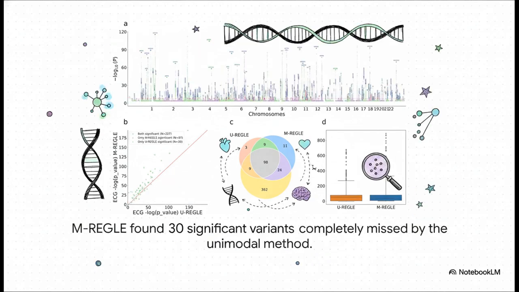Let's actually quantify this, because the numbers are pretty staggering. So MREGLE confirmed 122 known genetic links, which is great, but it also found 20 totally new ones. And get this, it found 30 genetic markers that were completely invisible when scientists looked at each data stream on its own. That's not just a little better, that's a whole new level of discovery.